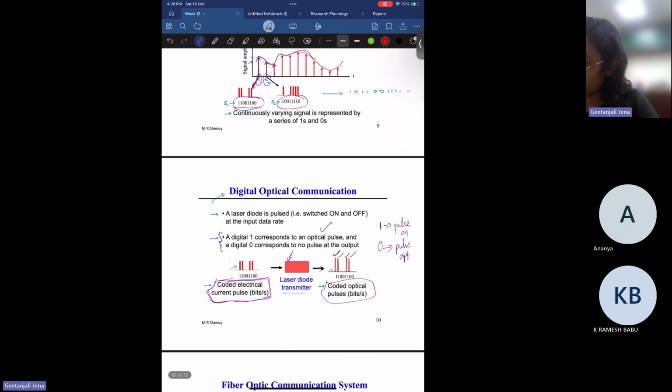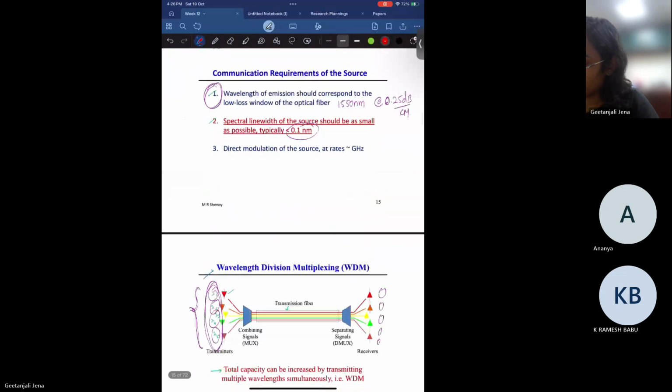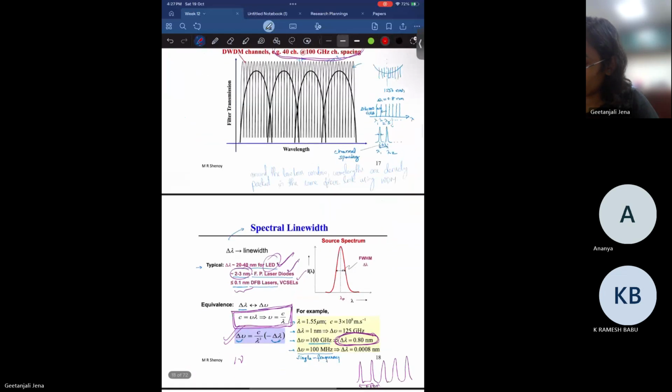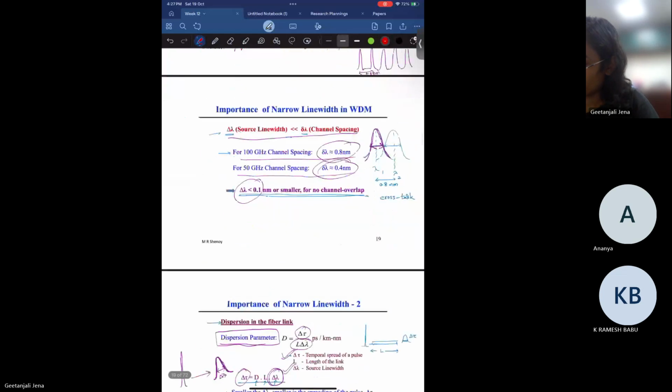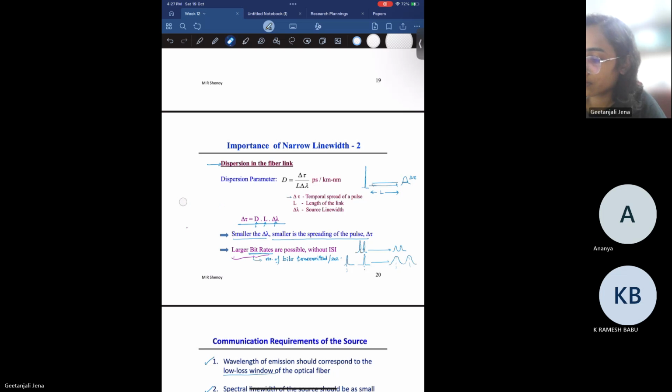Optical fiber signal transmission, signal communication. Yes, this slide. If you see, this is the dispersion parameter D. Let me erase it. So this is asked in question 7 regarding the dispersion parameter.